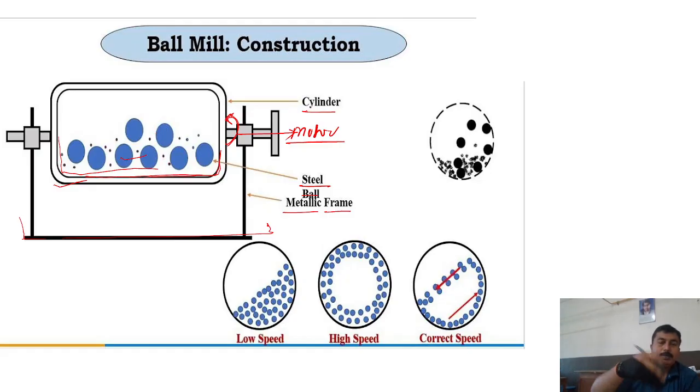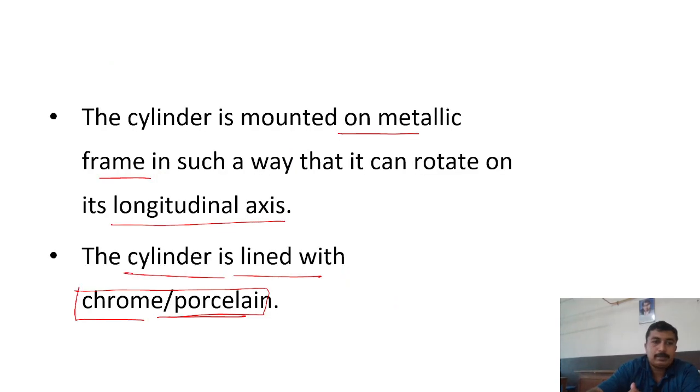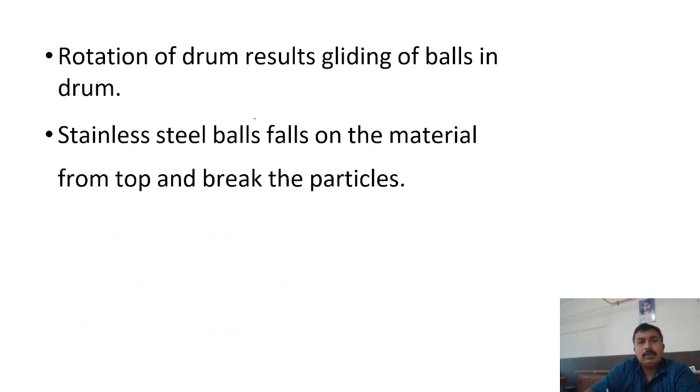Because if the inner wall of the cylindrical drum undergoes rusting, fine particles of corroded material may mix with the powder particles, and that may result in contamination of the powder material. And that's why, to avoid rusting of the cylindrical drum, the inner wall is coated with either chrome or porcelain. As the drum rotates along the longitudinal axis, what will happen? The balls glide. Simply, the balls are lifted towards the top and fall on the material, resulting in a breakdown of the powder particles.